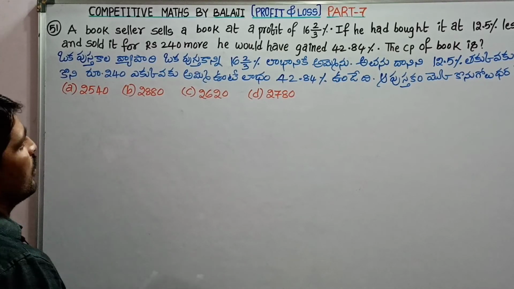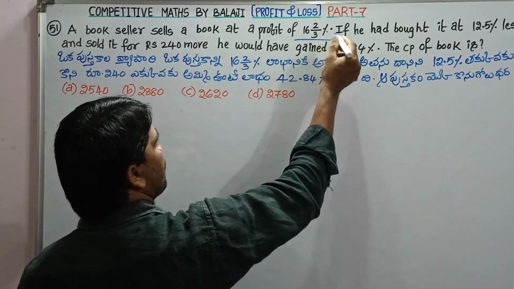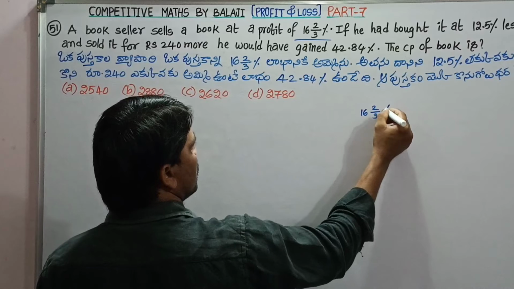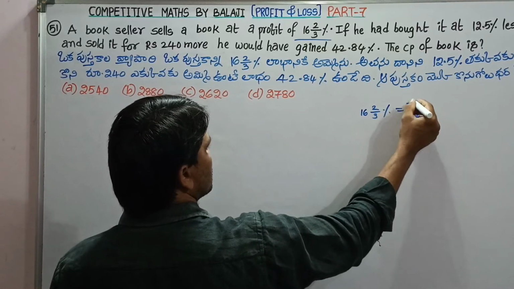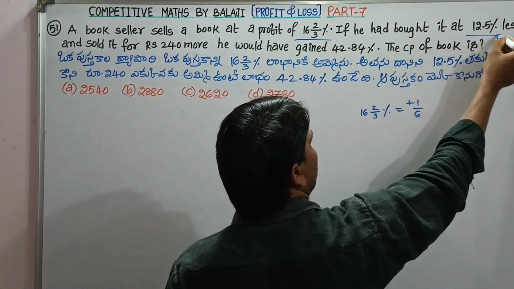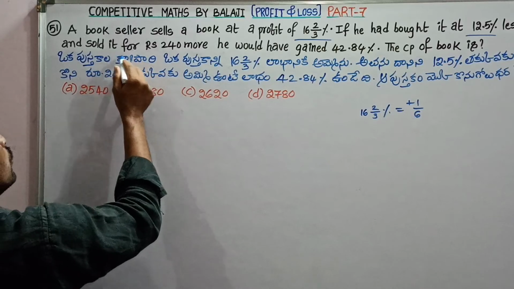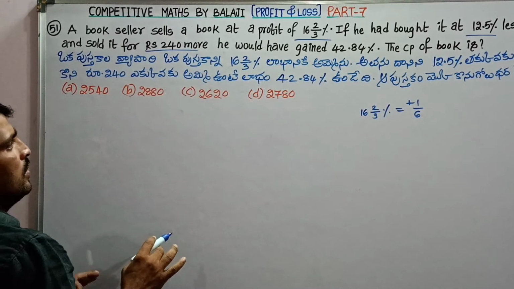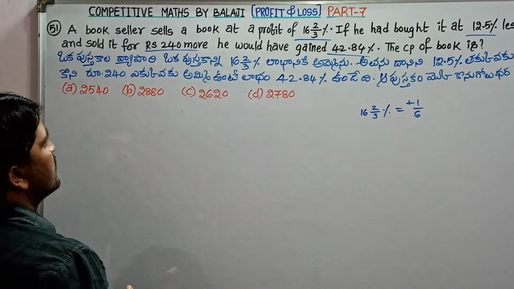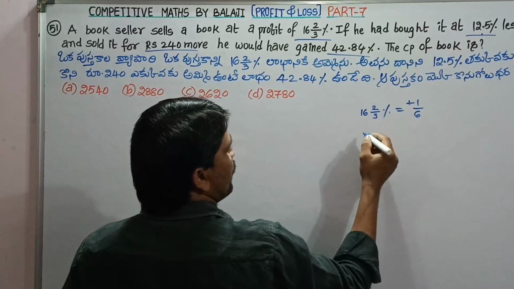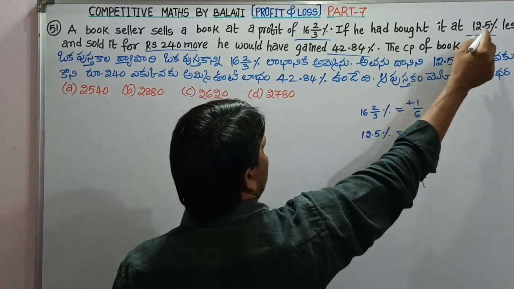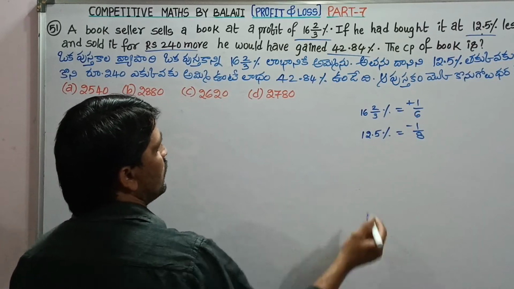A bookseller sells a book at a profit of 16 whole 2 by 3%. What is the fraction value of 16 whole 2 by 3%? That is 1 by 6. As it is given, it is profit, so it is plus 1 by 6. If he had bought it 12.5% less and sold it for rupees 240 more, he would have gained 42.84%. The CP of the book is? What is the fraction value of 12.5%? That is 1 by 8. But it is less, so we denote it as negative symbol.